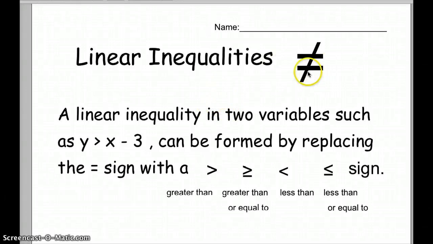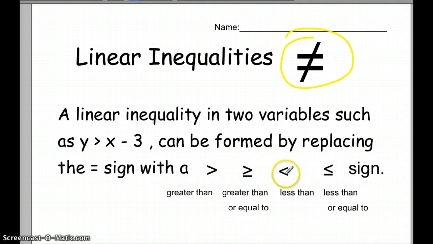Linear inequalities. We're talking about relationships that are not equal. A linear inequality in two variables, such as y is greater than x minus 3, can be formed by replacing the equal sign with either a greater than sign, greater than or equal to, less than, or less than or equal to. This you will recognize as a normal linear equation in slope-intercept form with a slope of 1 and an intercept of -3. To make it an inequality, all we've done is replace the equal sign with the greater than sign.